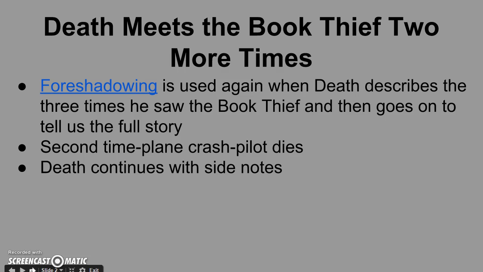The author used foreshadowing when Death describes the 3 times he saw the book thief and then goes on to tell us the full story. So far we have the first sighting when the book thief's brother dies, and now the second time when a plane crashes and the pilot dies, and Death is continuing with its side notes.